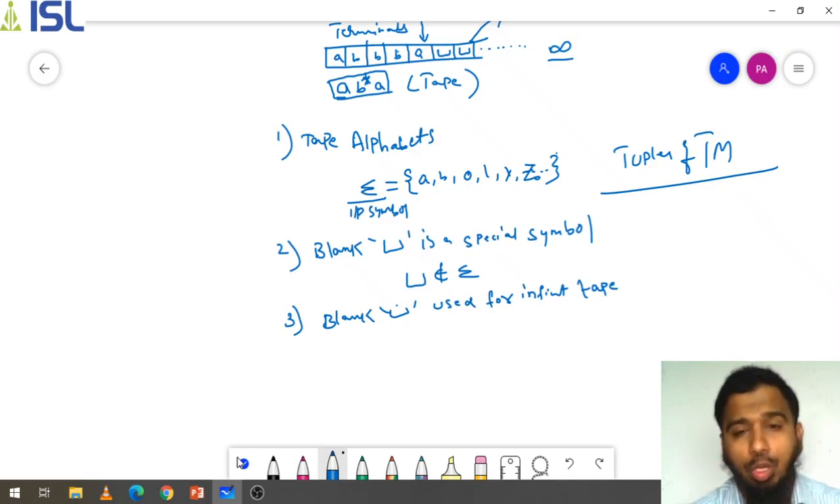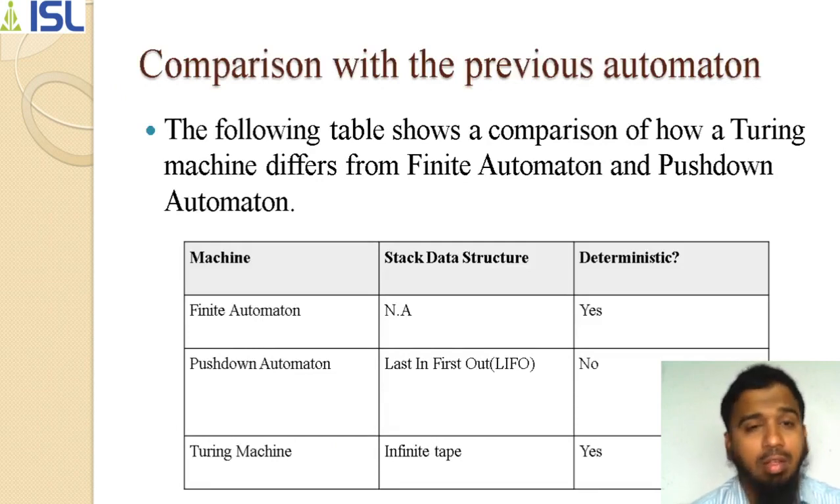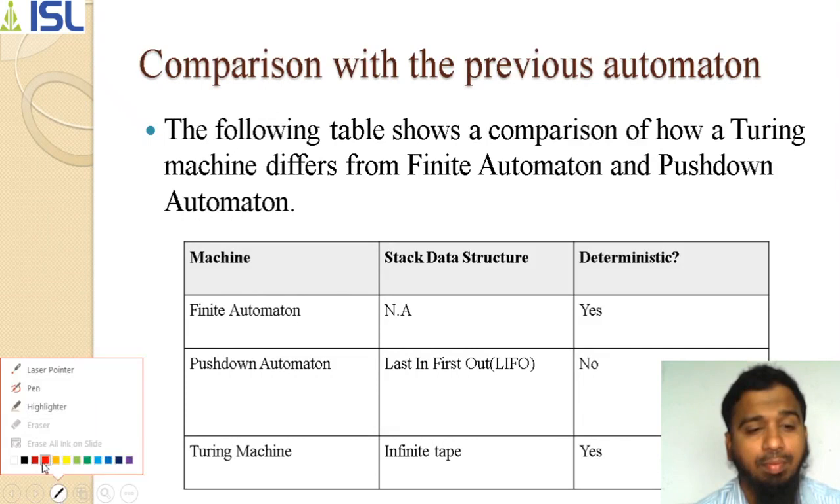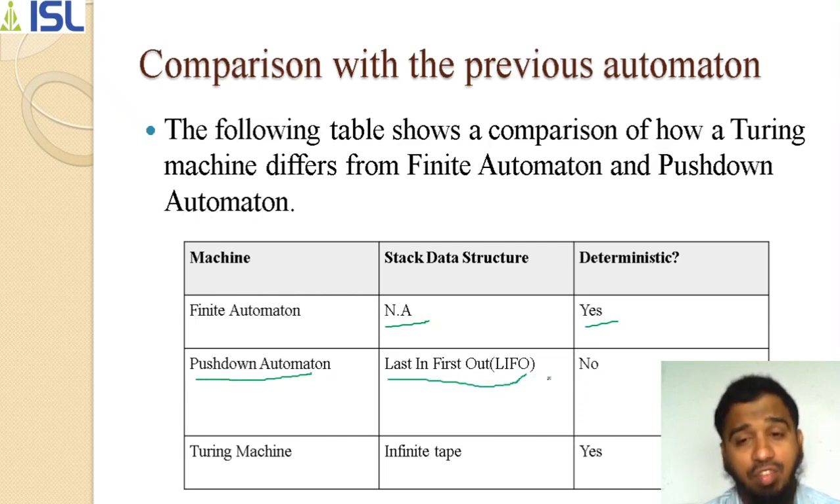Okay, so I will show you the difference here. The following table is a comparison of how the Turing machine differs from finite automata and pushdown automata. The finite automata does not use the stack data structure, and it is deterministic. Pushdown automata is last in, first out, it uses the stack, and it is not deterministic. Turing machine has an infinite tape, it uses a data structure, and it is deterministic.